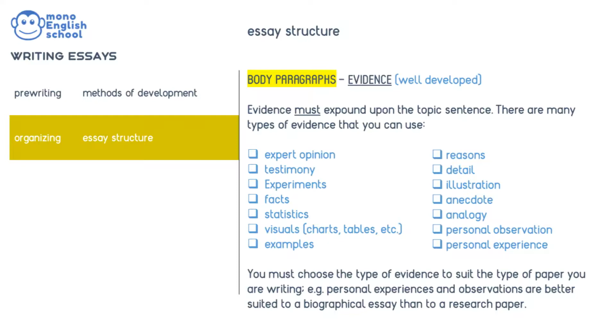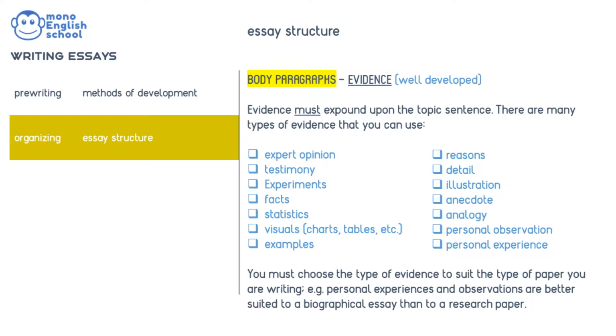You need to choose the type of evidence that best suits the type of paper, your purpose, and your audience. In less formal papers, for instance, personal observations and experiences may be suitable, but in a more formal research paper, perhaps they are not. It is a case of considering your options and choosing what you believe to be the most effective evidence to achieve your purpose.